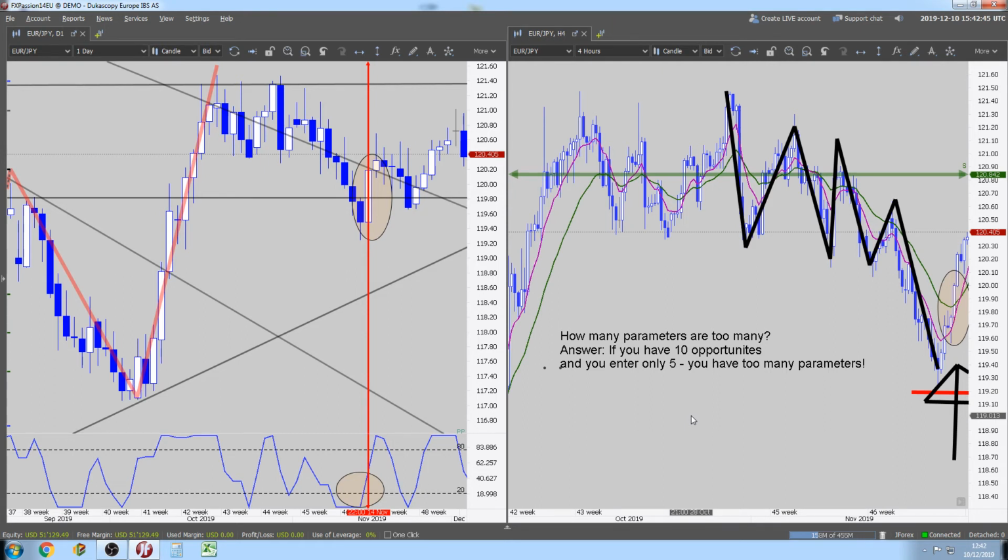Sometimes the MACD is not going to be positioned right, sometimes the RSI, sometimes you are going to have the EMA crossover but without the crown, sometimes you are not going to have the confirmed C, sometimes the daily Fibonacci is going to be opposite to the 2-hour chart. You need to take all of this into consideration. Okay, time to shine. If you have 10 opportunities and you enter only 5, you have too many parameters.